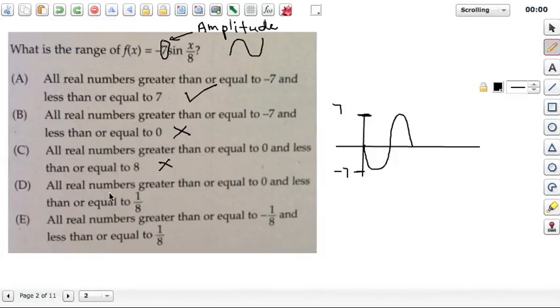All real numbers greater than or equal to 0 and less than or equal to 1/8. Well, that does not work. All real numbers greater than or equal to negative 1/8 and less than or equal to 0. Well, that doesn't work, because 1/8 has nothing to do with the amplitude. We can get information for the period out of there, but definitely not the amplitude.